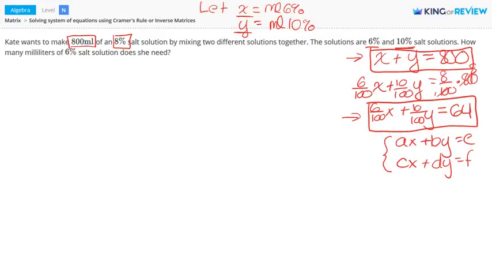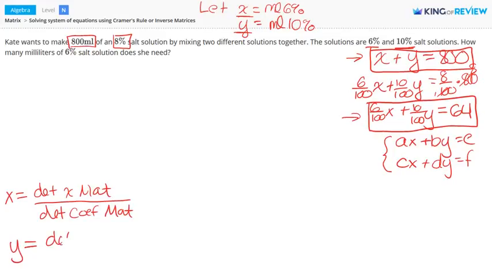So what does Cramer's rule say? It says that x can be found by taking the determinant of the x matrix and dividing it by the determinant of the coefficient matrix. And likewise, y can be found by taking the determinant of the y matrix and dividing it by the determinant of the coefficient matrix.